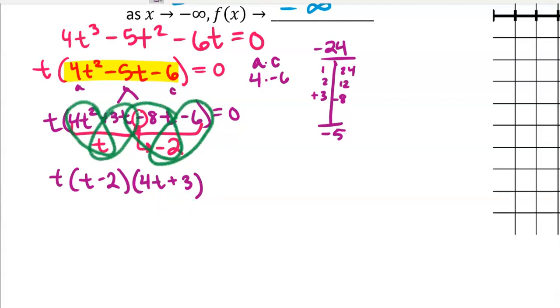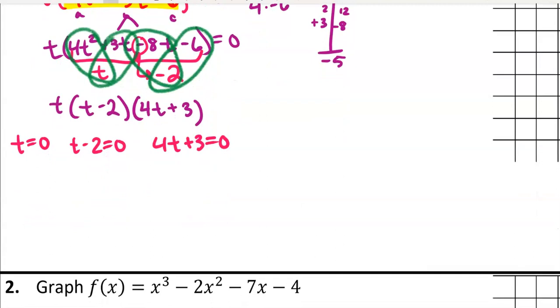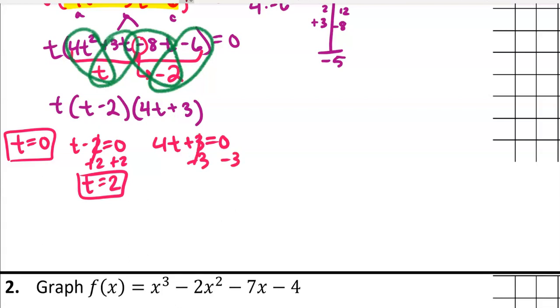All right, now we can set all of the sets of parentheses equal to 0. So we will say t equals 0, t minus 2 equals 0, and 4t plus 3 equals 0. Solving for t, we already have 1 here. Next we have this one. We'll add 2 to both sides, giving us t equals 2. This one has an extra step here.